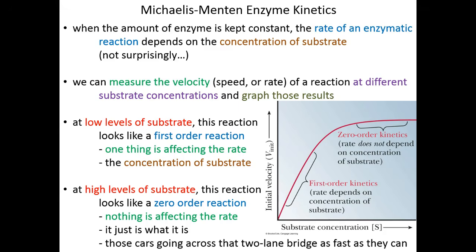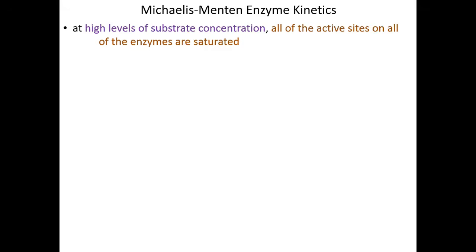The example we used in the last lecture were the cars on the Mass Pike going over a toll bridge and passing that toll bridge. And it didn't matter if we took some cars off the line or put some cars on, the rate of that reaction, the rate of that toll plaza, was going to stay the same. So what's going on molecularly? What's going on in the tube when all this is being observed? Well, at high levels of substrate concentration, all of the enzymes are saturated.